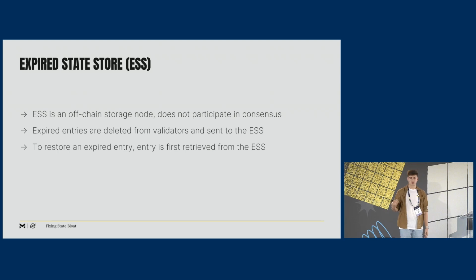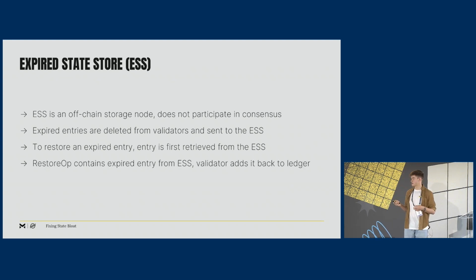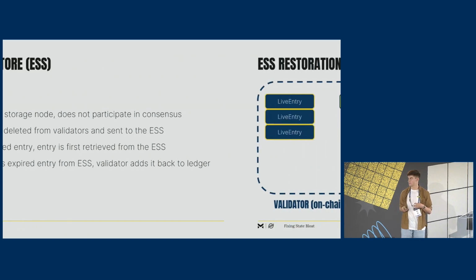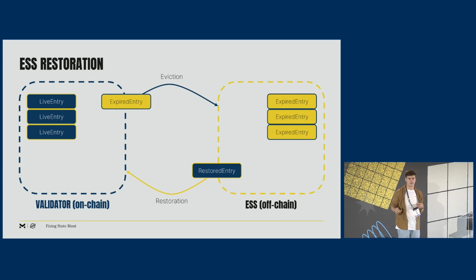Whenever you need to restore an expired entry, first you must pay the ESS and retrieve the expired entry from this ESS system. You then take the entry you received from the ESS and attach it to the restore op, and then send the restore op back to the validator. Then the validator will receive that restore op, see the entry, and add it back to the ledger, so it can be used again. So here's a simple diagram of how it works.